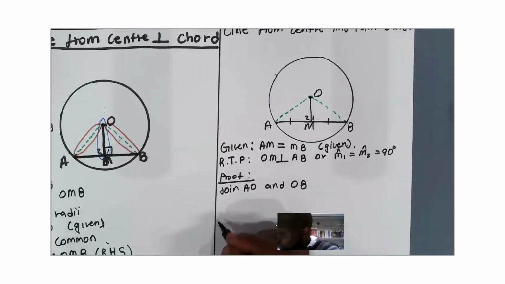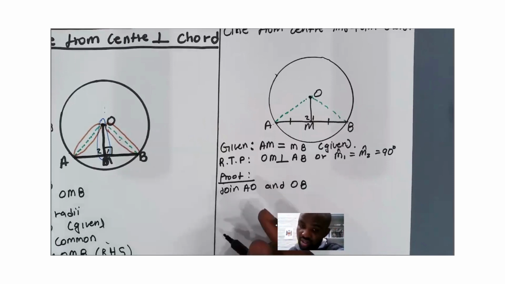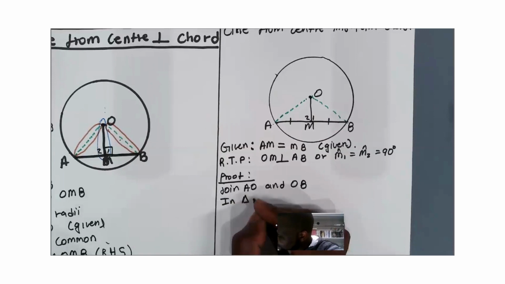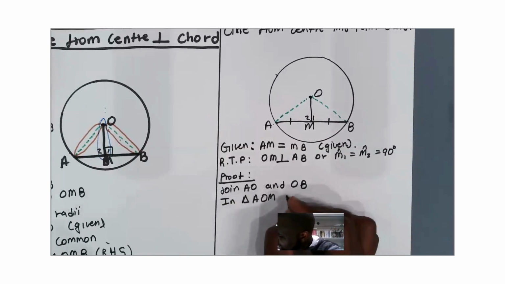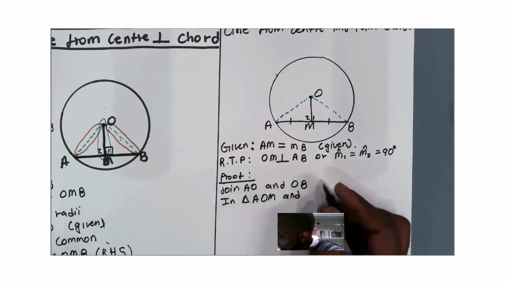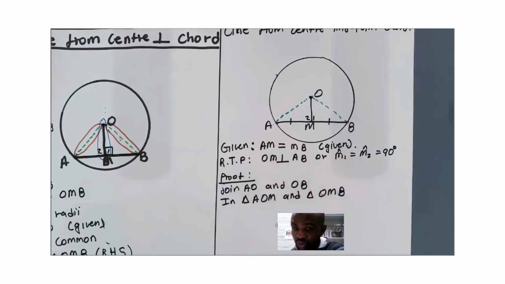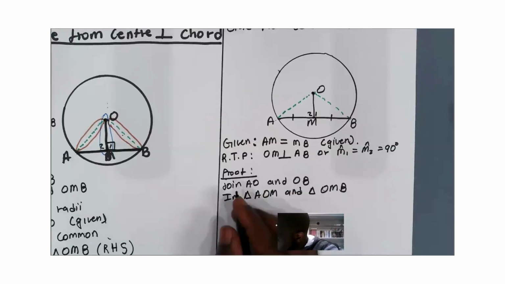Then let's continue to prove. Remember, guys, to prove this theorem, you need to know congruence. Let's just move on. In triangle AOM and triangle OMB, we are proving congruence between those two triangles. Let's start.